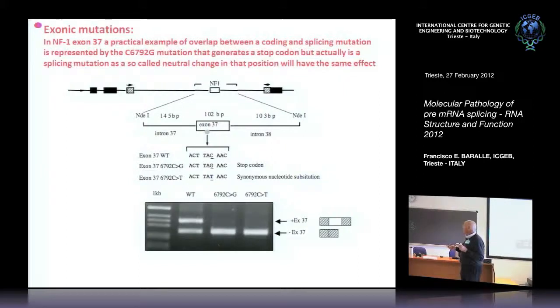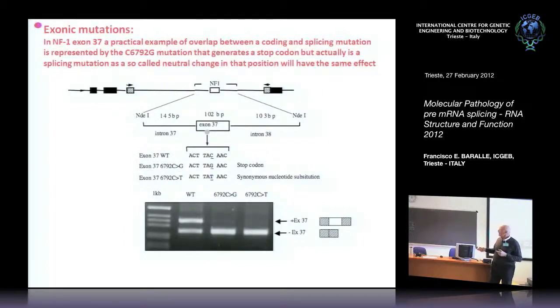In this case, NF1 exon 37, for a long time, there was a mutation here, this TAC that codes for tyrosine, to TAG that is a stop codon. So that's okay, it's a translational mutation. The protein will be truncated. But actually, if you look at the RNA, both in the patient and in the minigene, you get skipping of the exon with the stop codon.